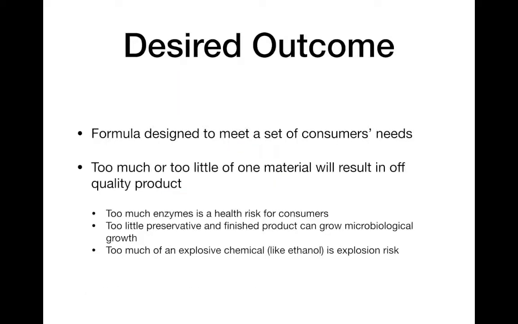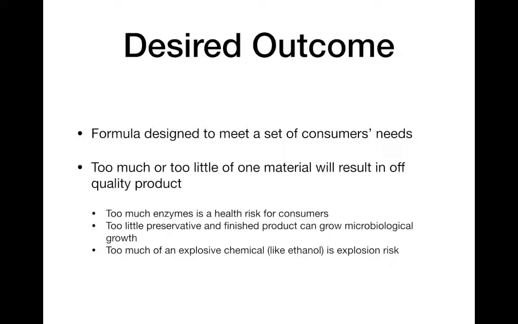The desired outcome is that we're making the actual formula that we want to make, and that comes from the desired set of consumer needs. Too much or too little of any one material results in off-quality product. So this is all pretty obvious. Some really bad situations could happen here, such as too much enzymes is a health risk for consumers. Enzymes are an active ingredient in many consumer products. Too much of them, and a person can get sensitized to that material.